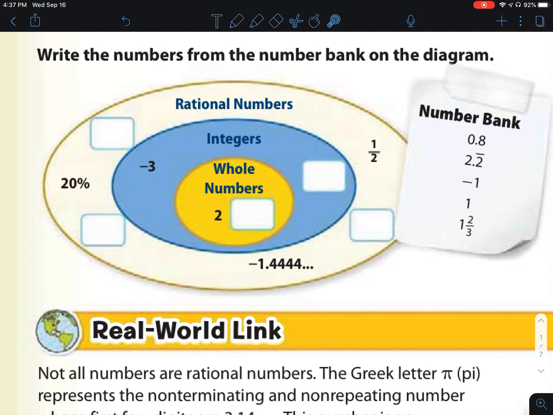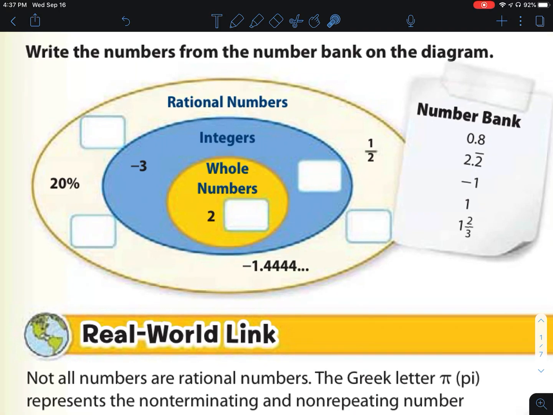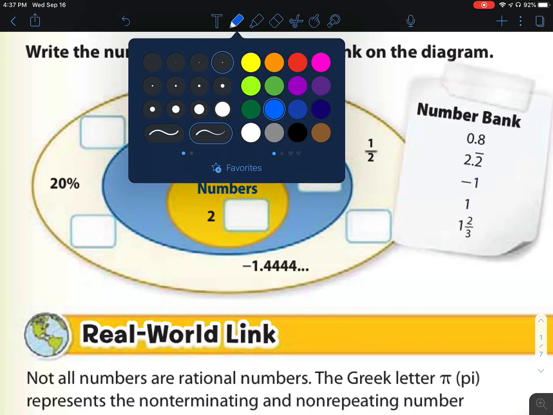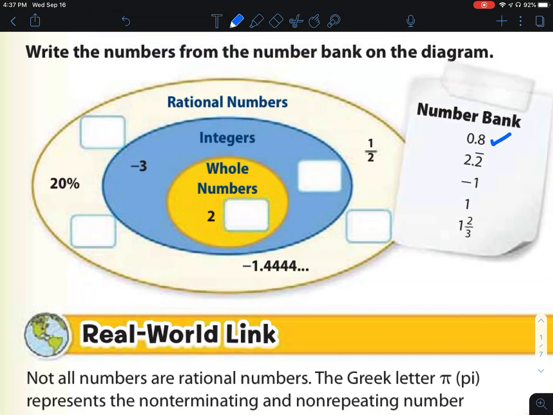And that's the reason why if you look at our number bank, and we look at, let's say, 0.8, since 0.8 is not a whole number, it is only part of a whole, we can write 0.8 in the set of rational numbers. Same thing with 0.2 with bar notation on the 2. We know that 0.2 bar is also part of a whole, so therefore it is also a rational number.